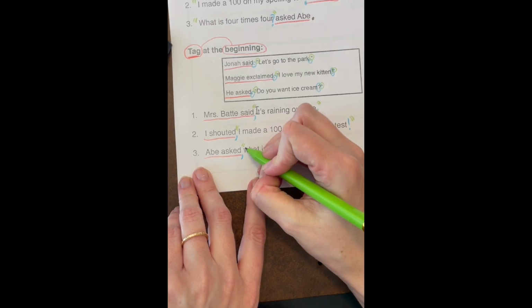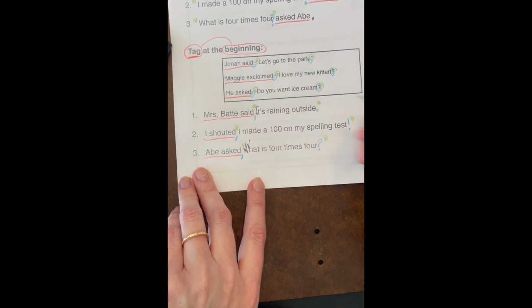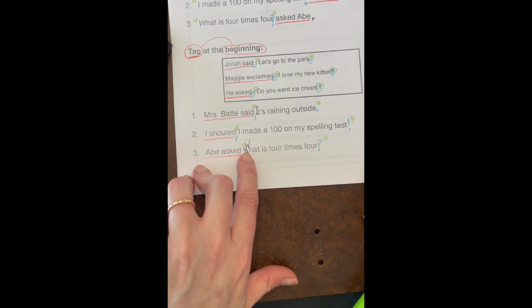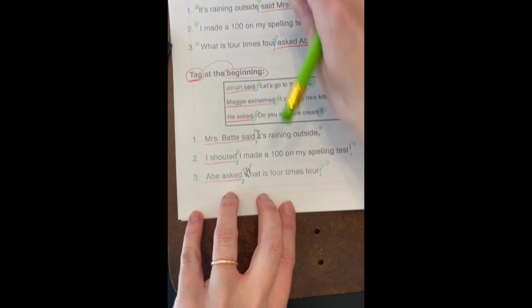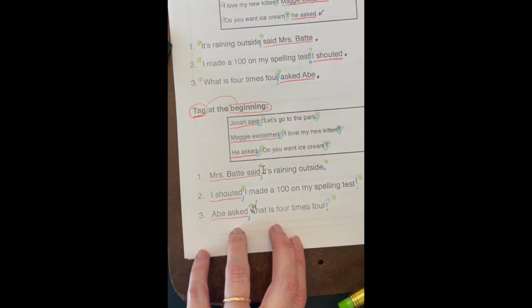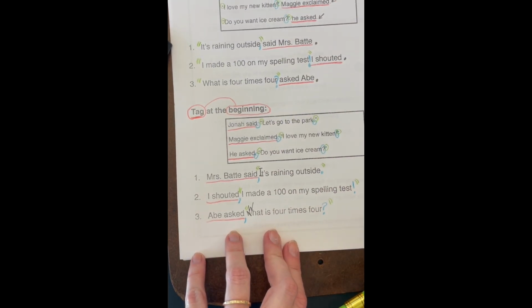The only other thing we have to fix is this needs to be a capital W because it's the first thing that Abe says. All right, it's a lot of rules. We're going to practice it a lot, and you're going to do great. So that was our mini lesson, and then the next page is going to be starting some practice.